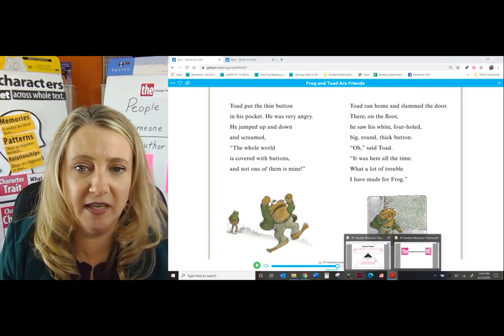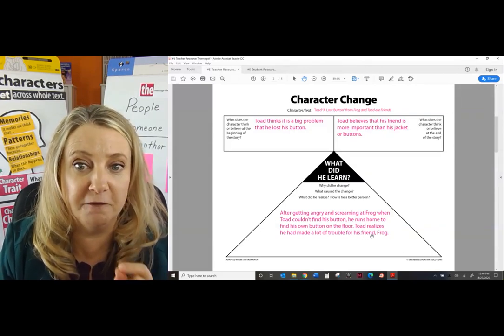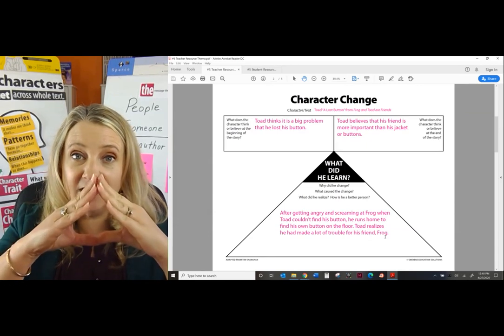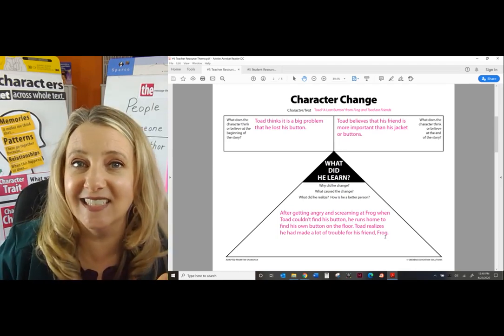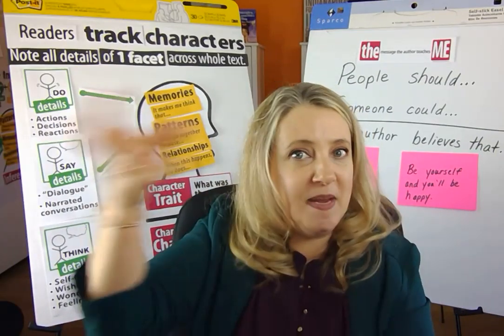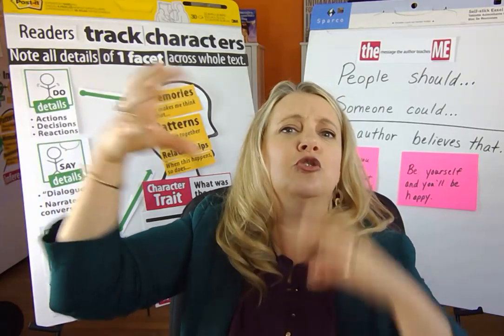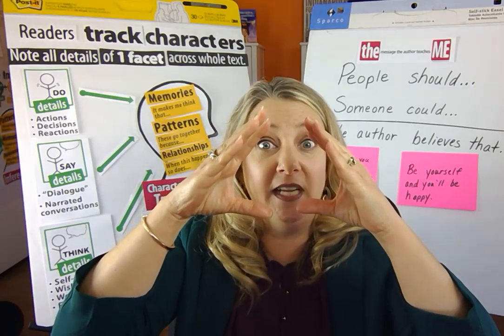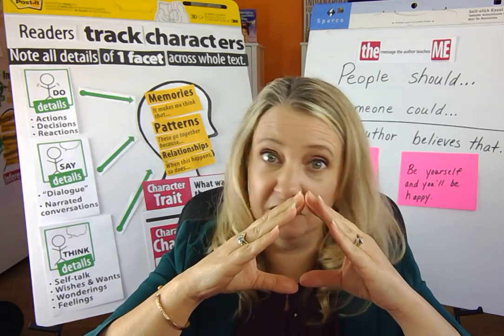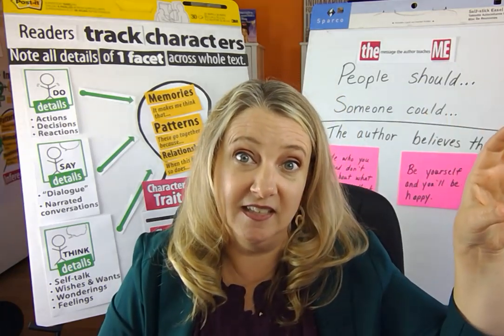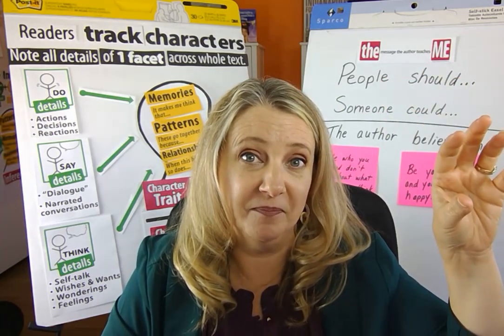That's the tipping point. That's when he realized he'd made a lot of trouble for his friend Frog. And that's what really made him change. And so what lesson did Frog learn? In the beginning, he was all worried about the buttons. It was the worst thing in the world. He got so angry, he screamed at his friend. And then when he got home, he found it. And he realized he hadn't been a very good friend. And so then he takes his buttons and his jacket, and at the end, he gives it to Frog.